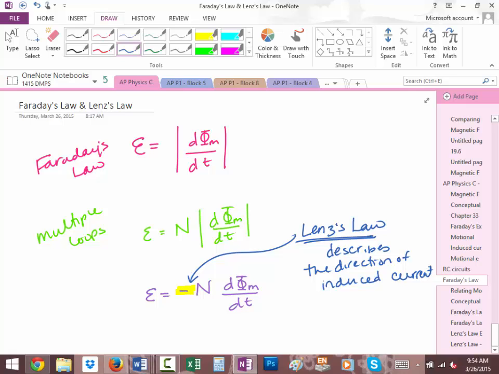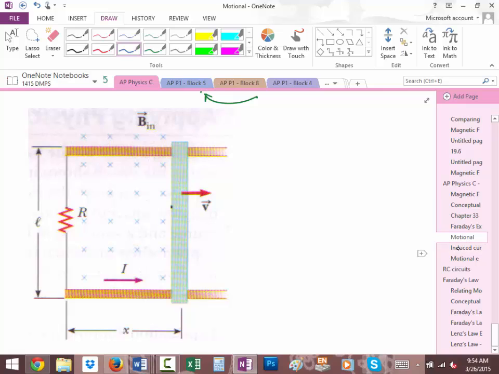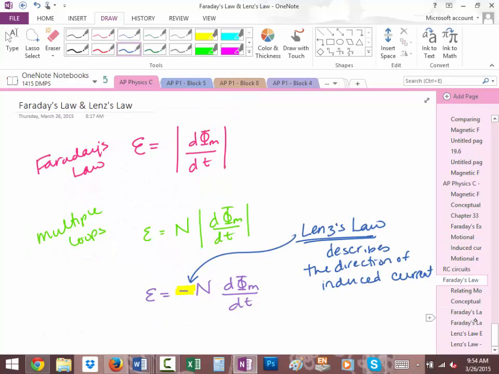And it would consistently do that. So it wasn't like I'll just pick a random one. It was consistent. When we dealt with the motional EMF stuff, we could figure out the current very certainly. It wasn't one way or the other, I don't know. It's always going to be a certain way. Okay? And Lenz's law is what describes that direction. Okay?